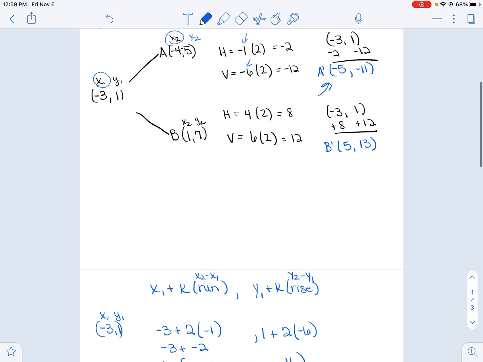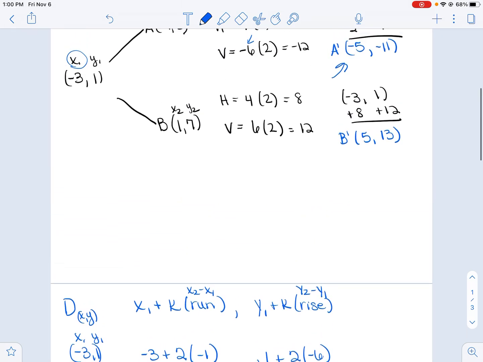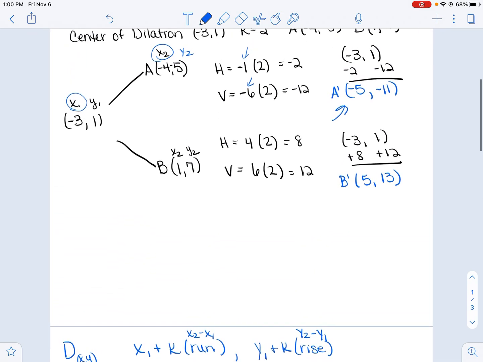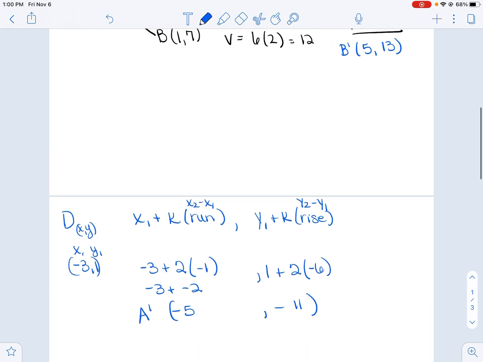Okay, so I hope that helped. This formula right here is just one more thing to remember. But the way that we did everything over here with the horizontal and the vertical change is the same thing that we're doing here. Okay, so let me know if that's helpful. Again, it would be something you would have to memorize for the EOC.